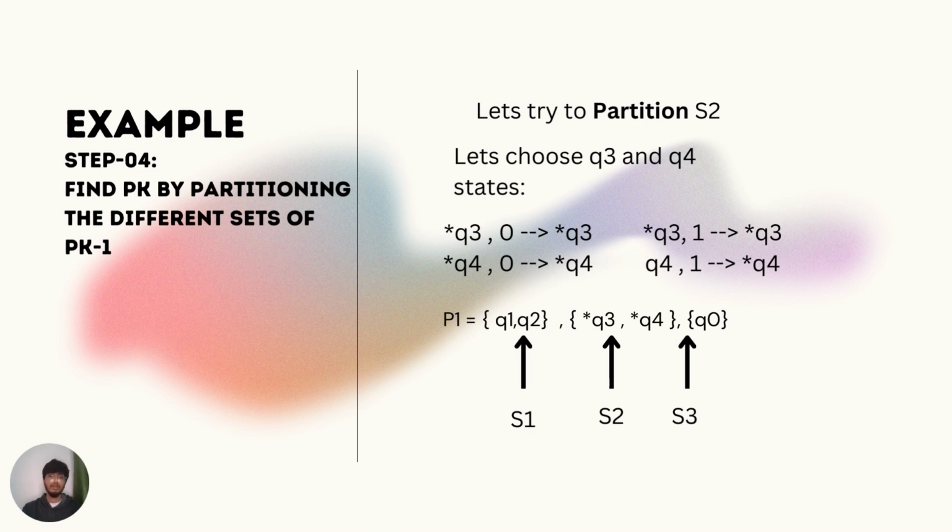In step 4 now, let's try to partition S2. There are only two states in S2, Q3 and Q4. Q3 on the input of 0 moves on to Q3, and Q4 on the input of 0 moves on to Q4. That is, they both move on to states in the same set. Q3 on the input of 1 moves on to Q3, and Q4 on the input of 1 moves on to Q4. Again, both states move on to states in the same set. So they both will remain in the same set.